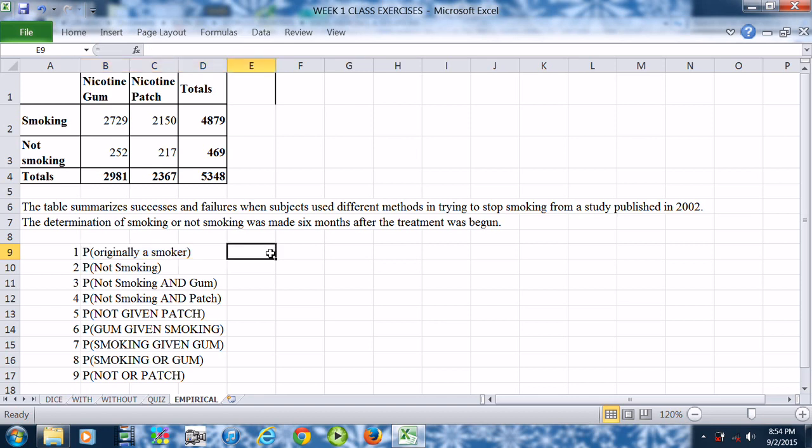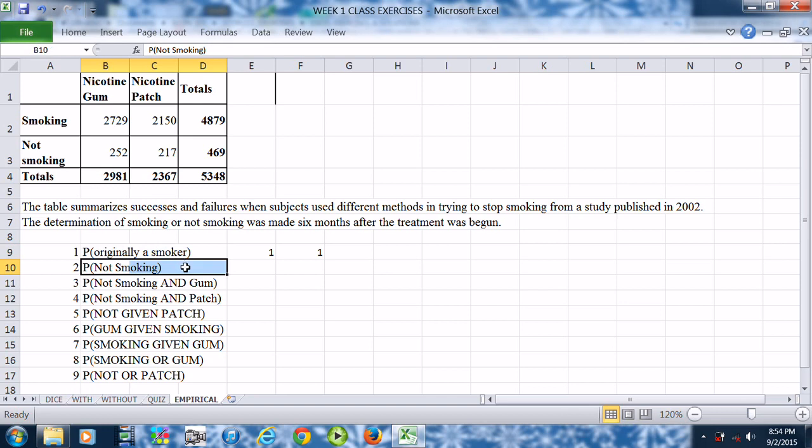Well, we just said that everyone in this table was originally a smoker. So that would be 5,348 out of 5,348, or 1. The probability is 1 because that's a certain event. Another way we could have done this is to simply click on the cell, 5,348 divided by 5,348. Alright, next problem.